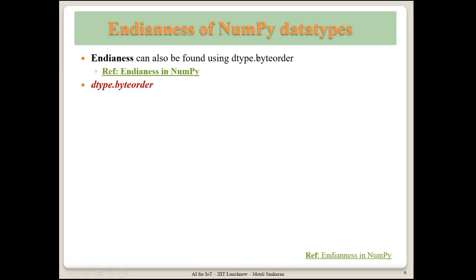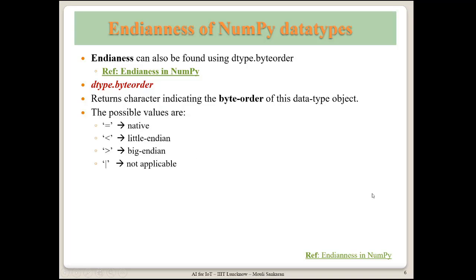Now there is a byte order attribute. You can read more about this. There is a method which gives you one of these values. For example, it can say that it is following the native byte order. That means whatever the native byte order of the CPU it is running on is, that is what is being followed. If you want to know what byte order a particular data type is stored in, you can use this function to find out the endianness. Then there is also the value not applicable.